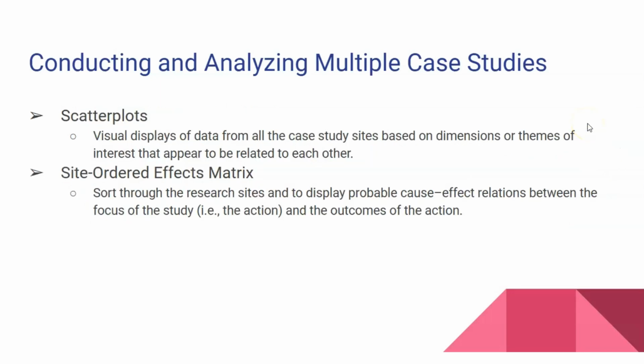Then we also have the scatter plots, which is a visual display of the data from all of the case study sites based on the dimensions or the themes of interest that appear to be related to each other. And then we have the site-ordered effect matrix, which sorts through the research sites and looks to display probable cause and effect relationships between the focus of the study and the outcome of the action.